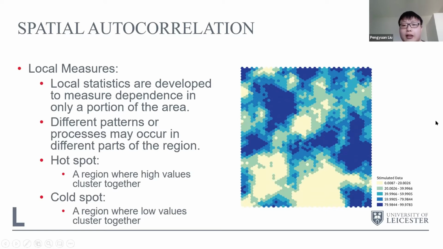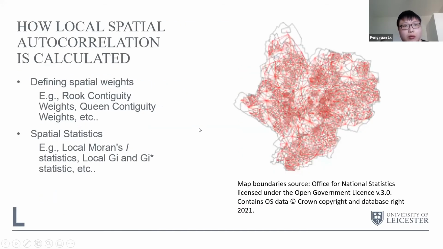But as you can see here, this is an artificial data set, and all the high values seems to be distributed together, clustered together, and as well as the low value, for example, this part and this part. So we talk about the local spatial autocorrelation.